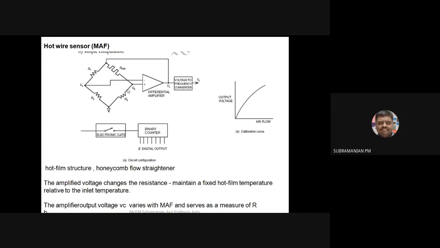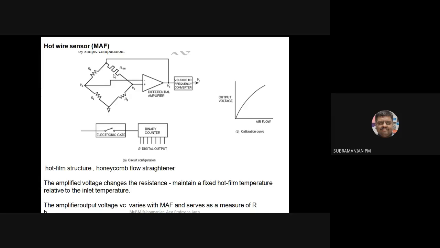What will happen, there are three resistors. You see the circuit, R1, R2, R3. Okay, there is another element similar to a resistance, but it is not a resistor. It is a hot film. Okay, that is where air is going to flow through. That is the resistance of the hot film, HW.